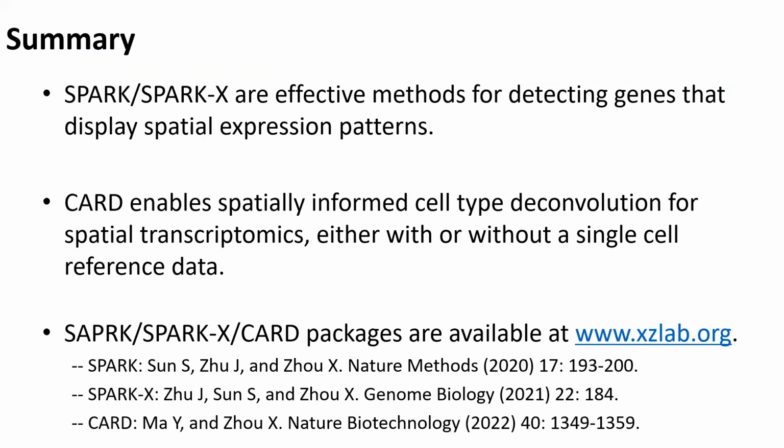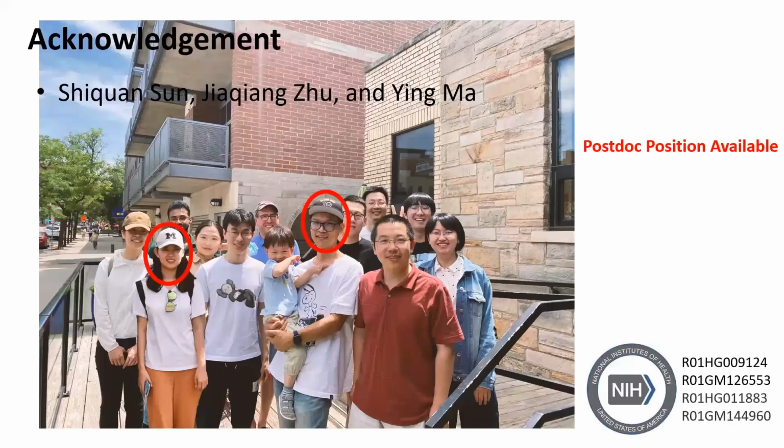So finally, as a summary, I talked about 2 different topics. One is SE analysis, the other is cell type deconvolution. For SE analysis, we introduced SPARK and SPARK-X. They are effective methods for detecting genes that show spatial expression patterns. And then for deconvolution, we introduced CARD, which enables spatially informed cell type deconvolution for spatial transcriptomics, either with single cell reference data or without single cell reference data. All the details are available in these 3 papers, and the software is available on our lab website.